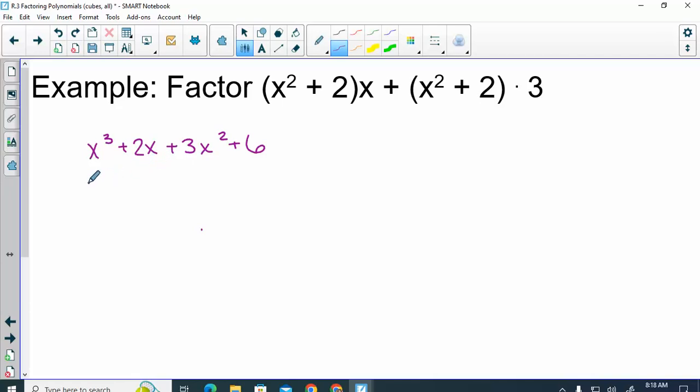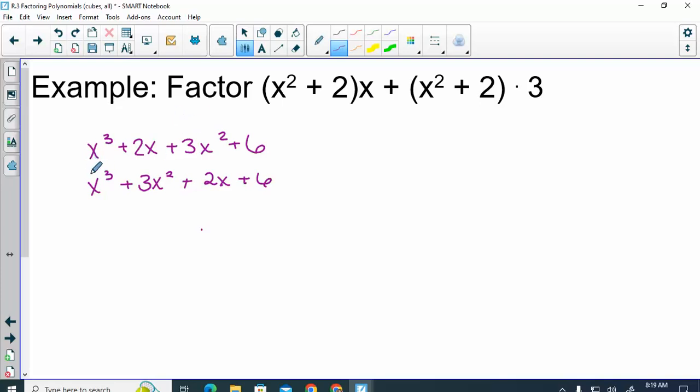Okay. So when I'm looking, I don't have any like terms. I'm just going to flip this order around so it's in decreasing order. Do we have a greatest common factor? No. How many terms are there? 4. What's our strategy with 4 terms?